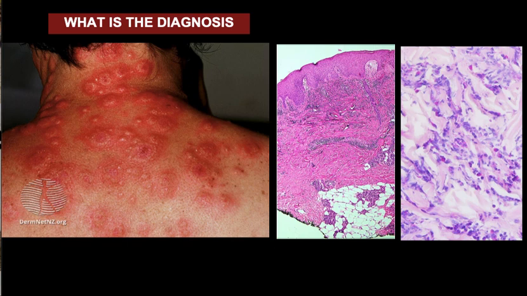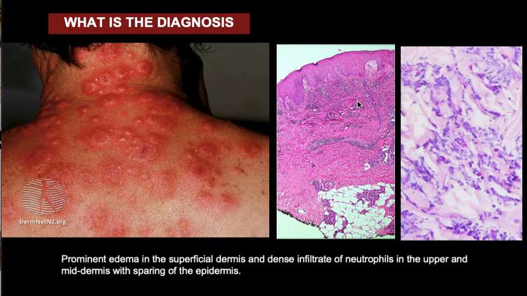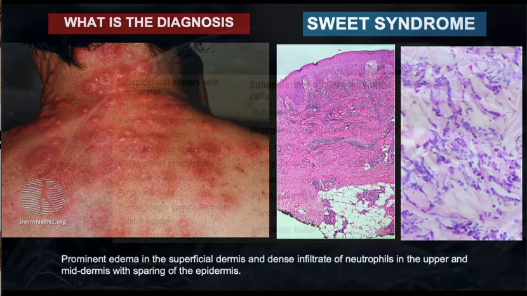In this condition, we see blistering formation at the back and the neck. And when you look at the biopsy, it will look very heavily involved with neutrophils, except for the epidermis. And usually the upper and mid dermis show heavy involvement of neutrophils. So this is Sweet syndrome.